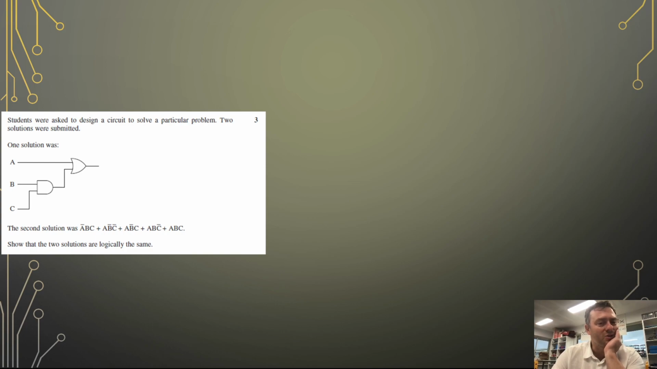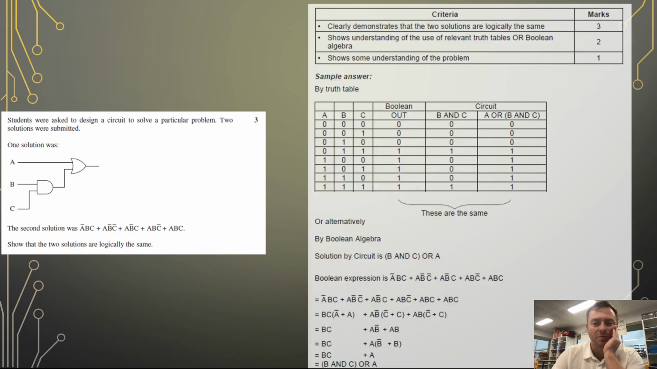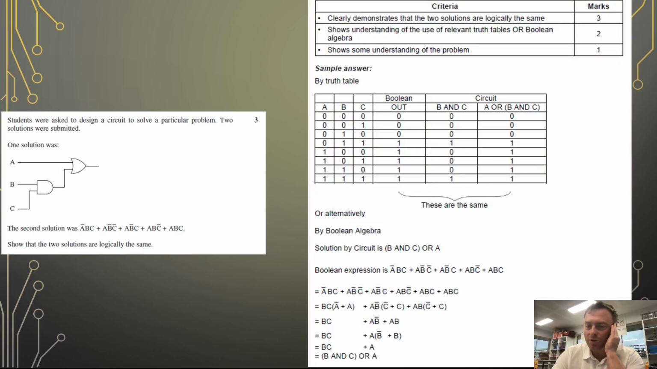Students are asked to design the circuit of a particular problem. Two solutions were submitted. One was this, the second solution was this. Show the two solutions are logically the same. So you could do it with just a simple truth table, or you could use the Boolean logic that we've done before. Personally, I would just use the truth table because it's a lot easier. But you could also play around with the Boolean logic and then show and prove that it is the same.